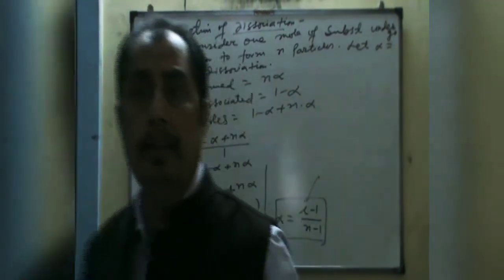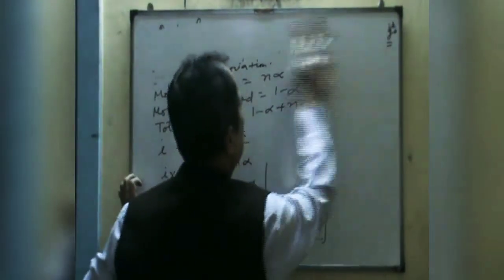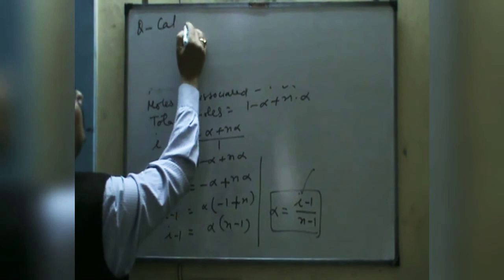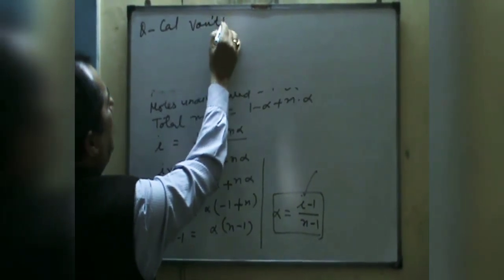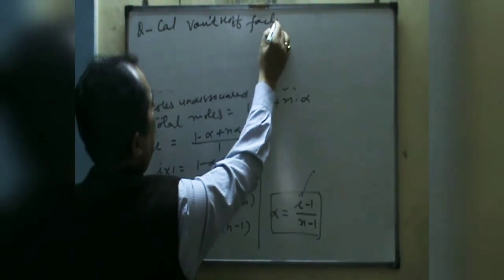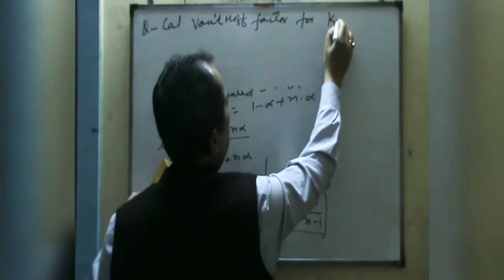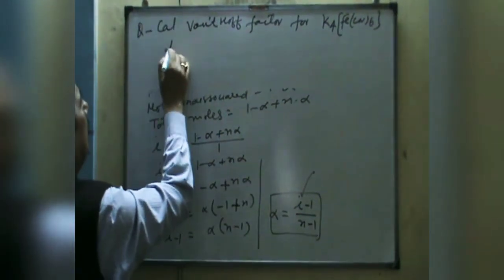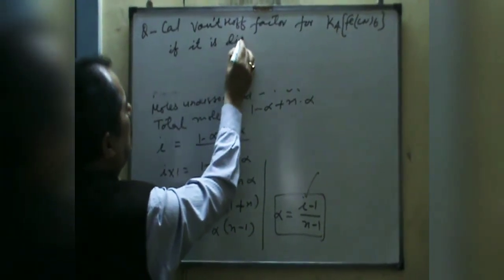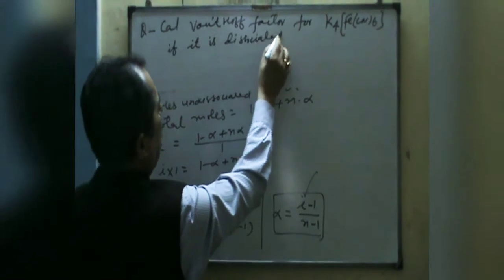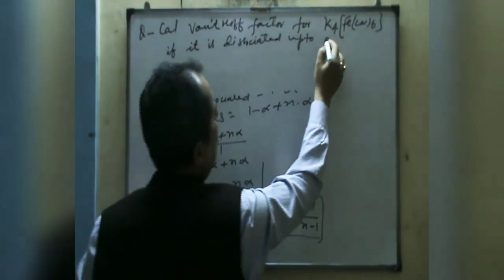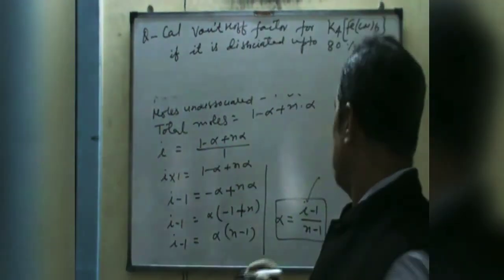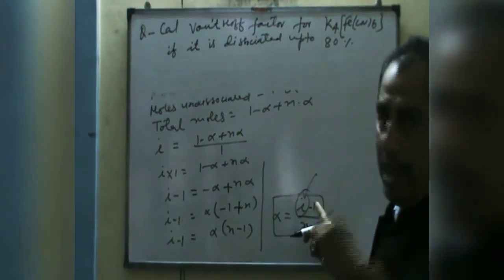If I put you a question here, write down the question: calculate the van 't Hoff factor for K4[Fe(CN)6] if it is dissociated up to 80%. Question is, what do I have to calculate? The van 't Hoff factor.